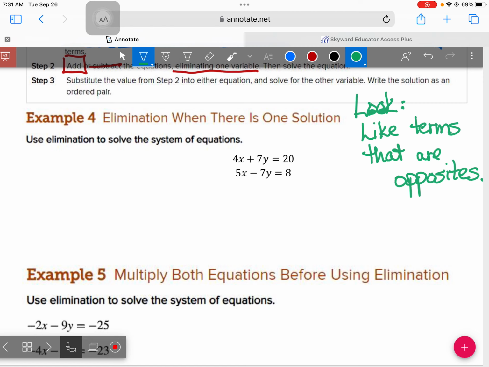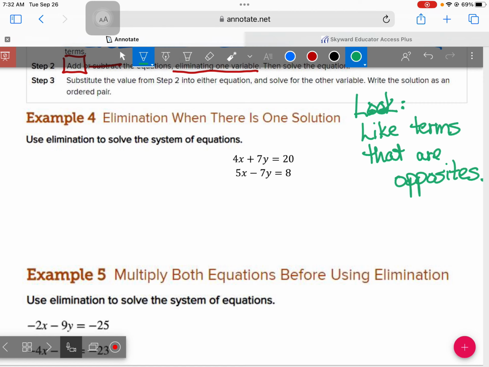4x plus 7y equals 20. 5x minus 7y equals 8. Where do you see like terms that are opposites? First of all, do you know what an opposite is? So if I say 3, its opposite would be? Negative 3. If I said negative 18, its opposite would be? Positive 18, okay? So here in these two equations, where do I have two like terms that are opposites?